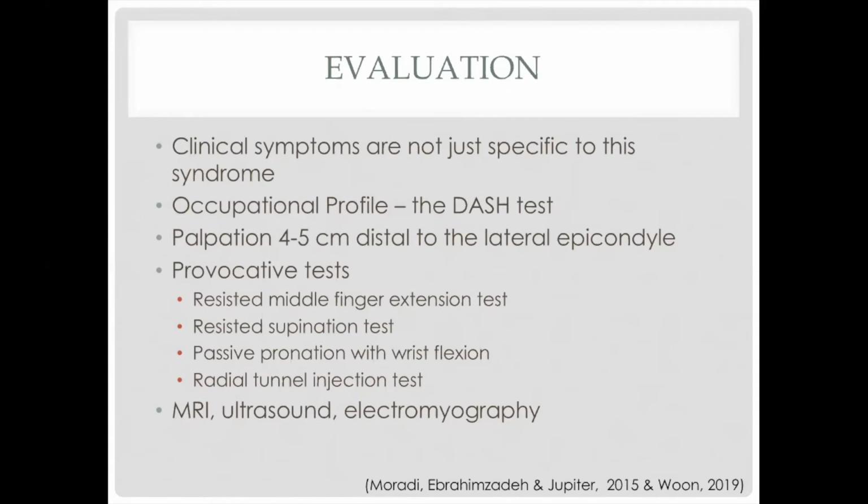Some provocative tests are resisted middle finger extension, resisted supination test, and passive pronation with wrist flexion. These are all tested positive if they reproduce pain at the radial tunnel. The radial tunnel injection test is positive if the injection leads to posterior interosseous nerve palsy and relieves radial tunnel pain. An MRI, ultrasound, and electromyography are often used to rule out other diagnoses with similar symptoms.